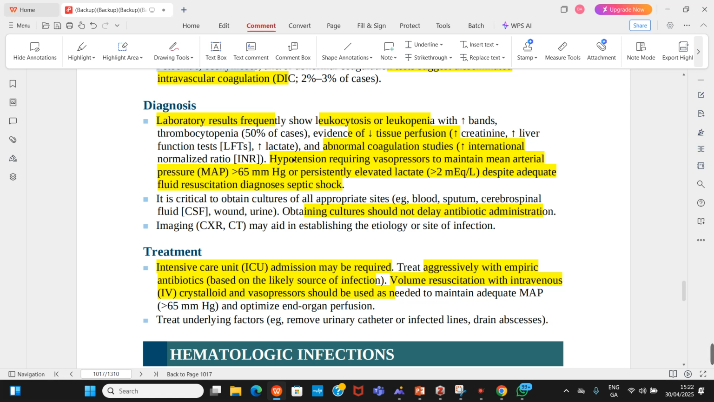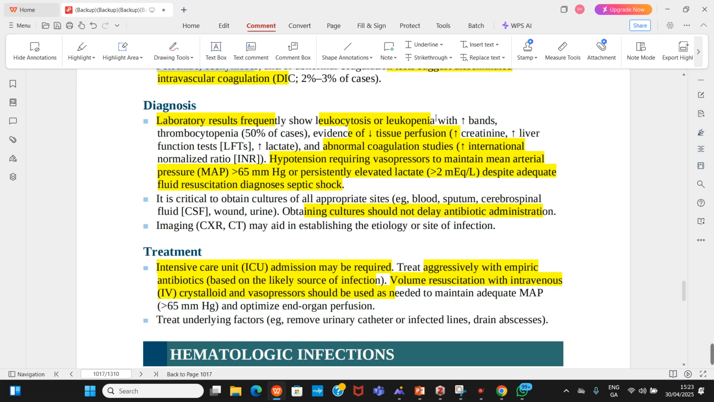So the tissues will be forced to take in metabolism through the anaerobic pathway. So lactate is going to be elevated. There can be problem with coagulation studies like increased INR. And before you can say somebody has septic shock, they have to have hypotension, requiring vasopressors to maintain the mean arterial pressure more than 65. So the only way they can get the mean arterial pressure to be 65 and more is when you place them on vasopressor. So that's when you can say that, oh, this person has septic shock.